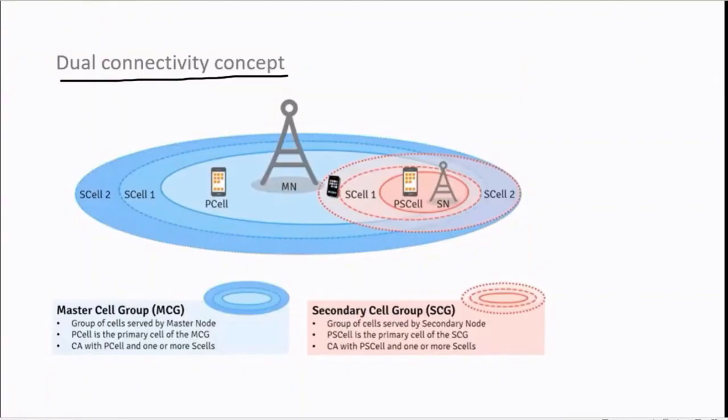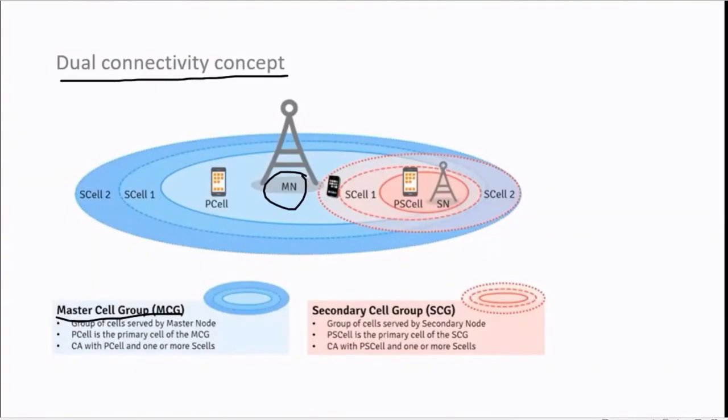So we have the master node, right? And we have the secondary node that we have talked about. What about the cells that belong to these nodes? Well, all the cells that belong to the master node are called the master cell group. You can see here one term called MCG. These are called the master cell group. So a group of cells served by the master node are called the master cell group or MCG.